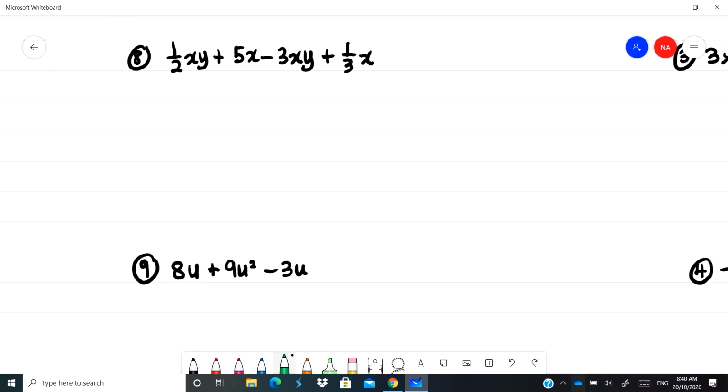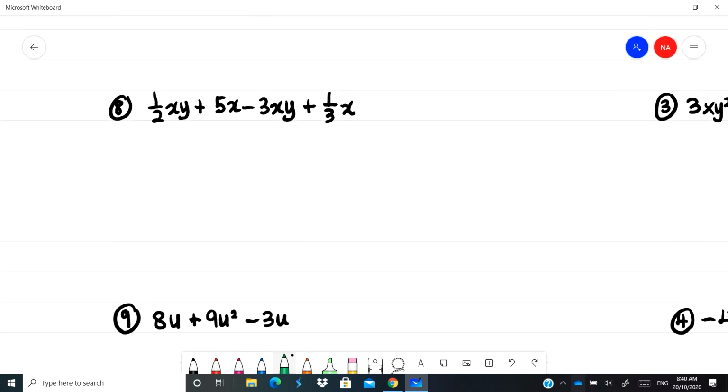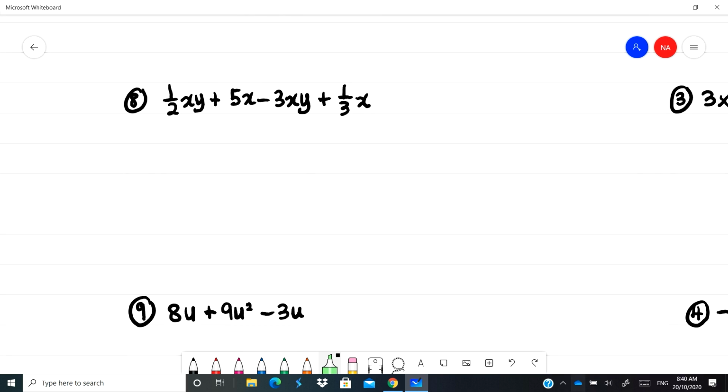Alright, let's look at number 6. Check your like terms. So this one together with this one, right? XY dengan XY kan? So you will have this, right? So next one, cari yang like term, plus 5x together with the plus 1 over 3x. So we'll just rewrite this, right? So I'll just write half xy minus 3xy. Yang biru plus 5x plus 1 over 3x.